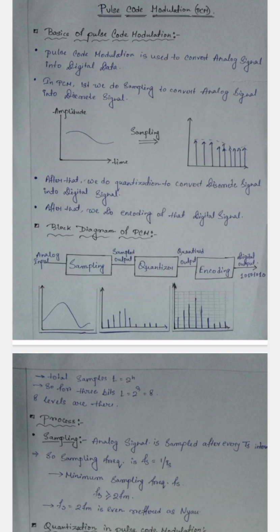In PCM, first we do sampling to convert the analog signal into a discrete signal. Here we show the picture of how we get a discrete signal from an analog signal by the sampling method. After that we do quantization to convert the discrete signal into digital data, and then by encoding we get the digital data, which is a binary number like 0 1.